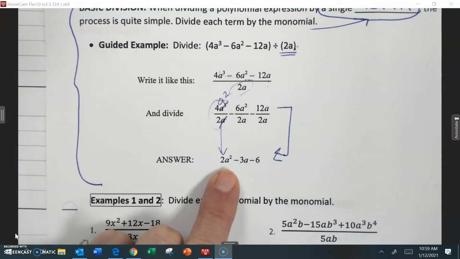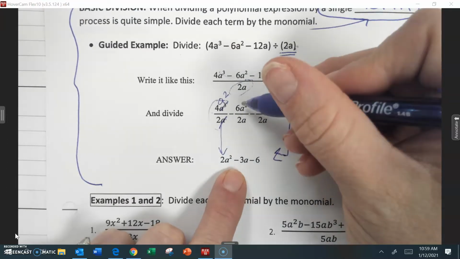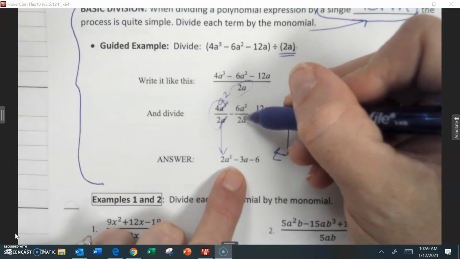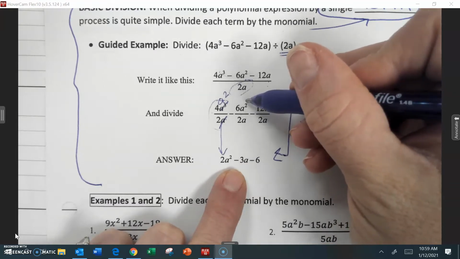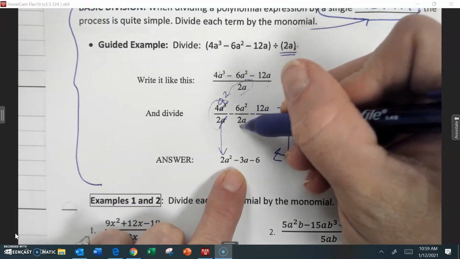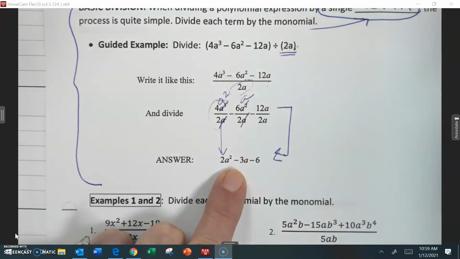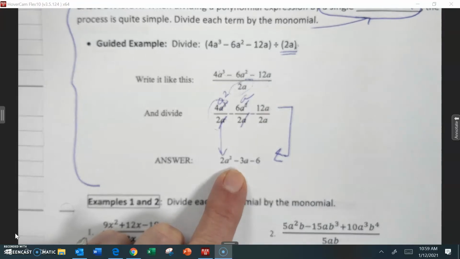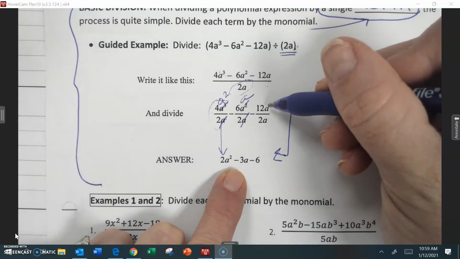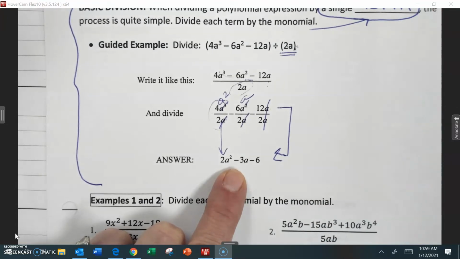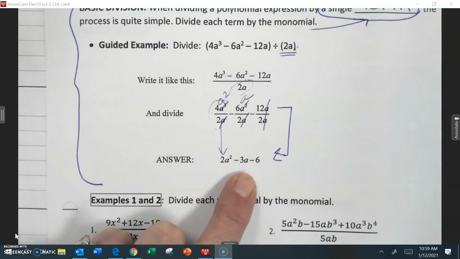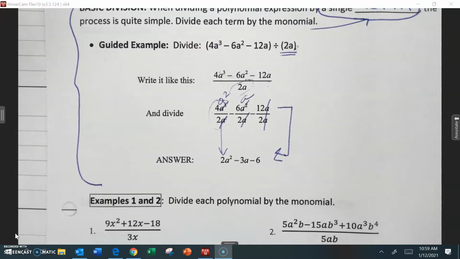You with me? Okay, let's go on. Minus 6a squared divided by 2a. Well, 6 divided by 2 is 3. A squared, which is a times a, divided by a. The a on the bottom cancels with one of the a's on the top, and we're left with minus 3a. And then minus 12a divided by 2a. Well, a divided by a is what? What's a divided by a? 1, not 0. And then 12 divided by 2 is 6. Okay? So I'm going to get you started, and then I want you to simplify these out.